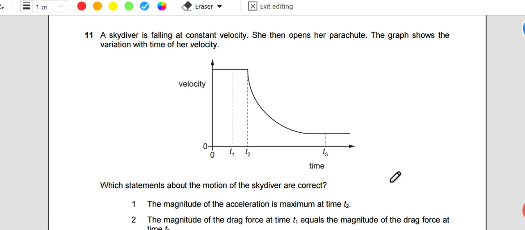because acceleration decreases after that. So at the beginning, it is maximum, yes. Magnitude of drag force at time t1 equals magnitude of drag force at time t3.